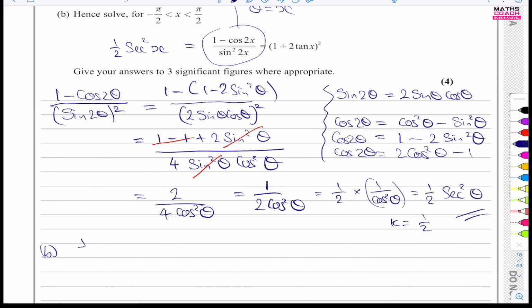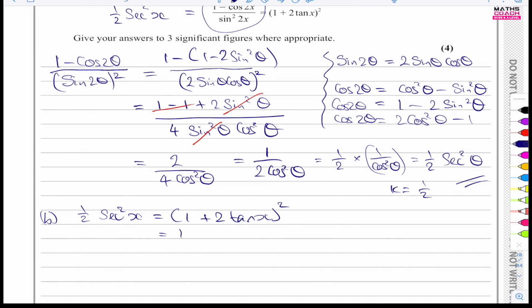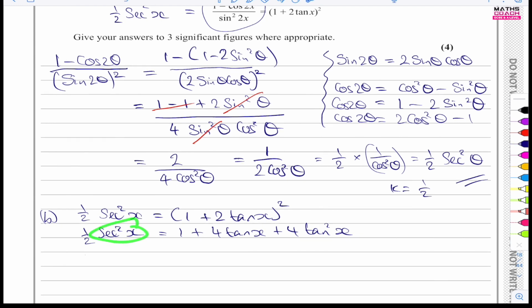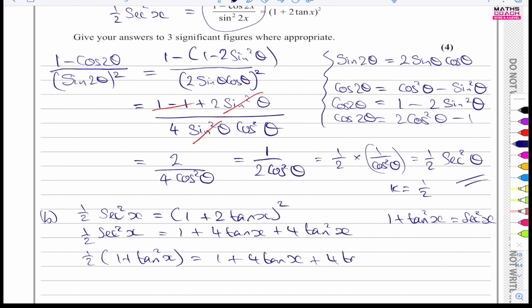So let's write this out. Question B: a half sec squared x equals bracket 1 plus 2 tan x squared. Expand the bracket: 1 plus 4 tan x plus 4 tan squared of x. And we have a half sec squared x here. When it comes to trig equations, we don't want to have different trigs. So we need to find an identity that replaces the sec squared with a tan squared. If we recall the identity, 1 plus tan squared equals sec squared x. So we have a half of 1 plus tan squared equals 1 plus 4 tan x plus 4 tan squared x.